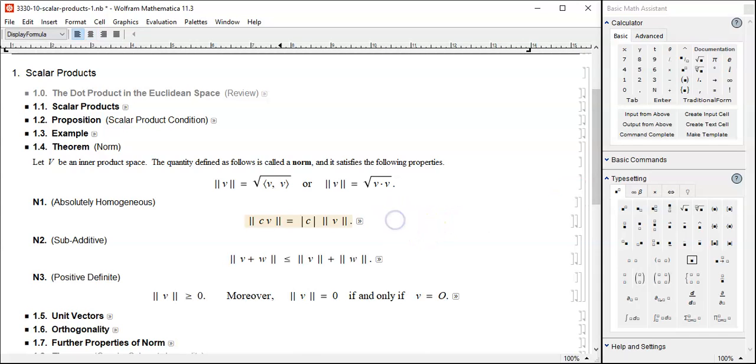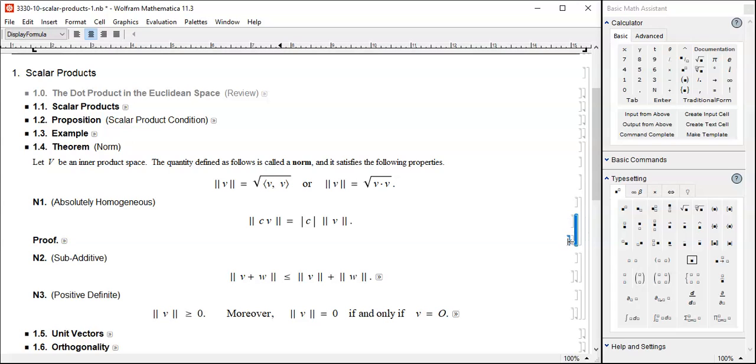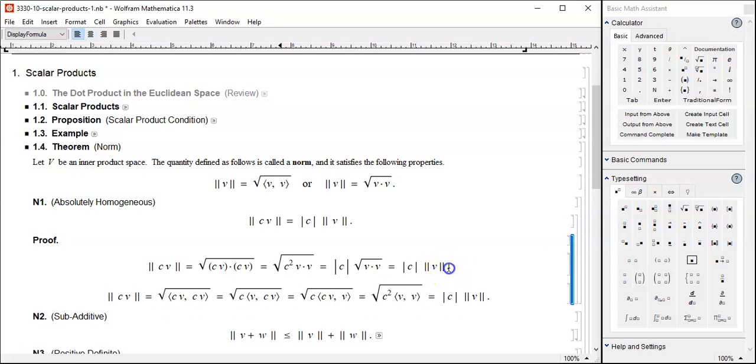How about this one? We can just plug into this definition. Instead of v, plug in cv and then do some computation. Let's see. Take the scalar product of cv with itself, and then take those c's out. We have c squared, and take it outside as an absolute value, and that's what we get. No problem there. Pretty simple.